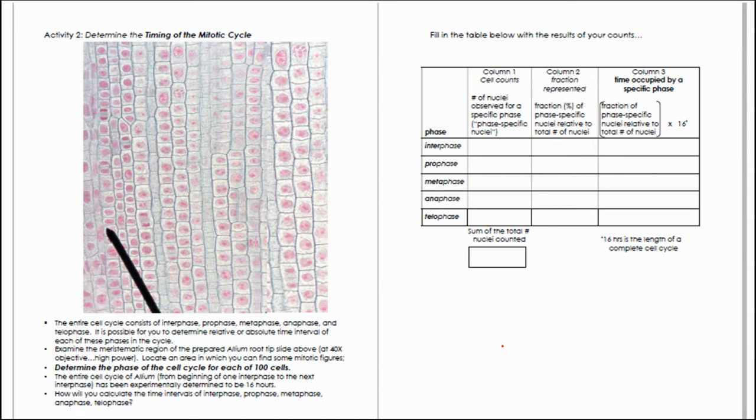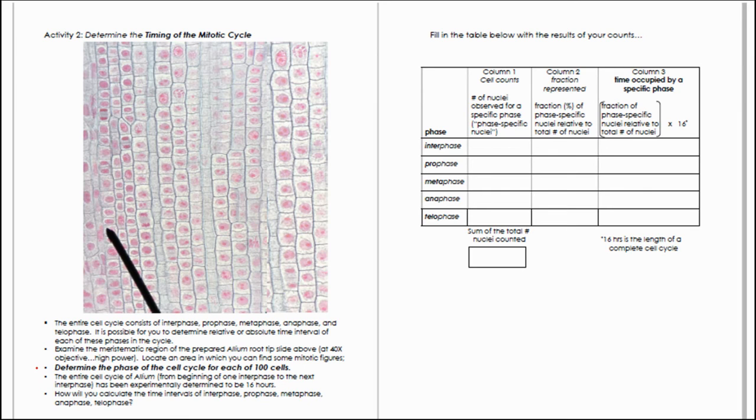Alrighty. So what you're doing here is you're going to try to figure out, this is a cross section of an onion root tip, and it's a point in time, right? And because it's a point in time, all of these things are arrested at the same time, and then you can create an estimate of how much time they spend in each phase in the cycle, based on how many cells are in each phase at any given time.